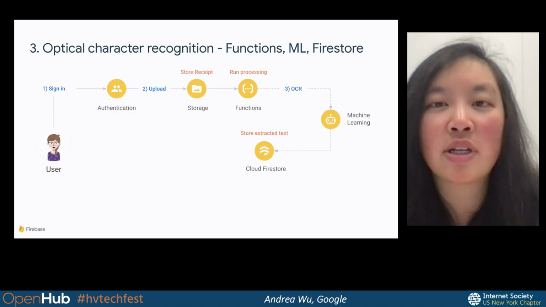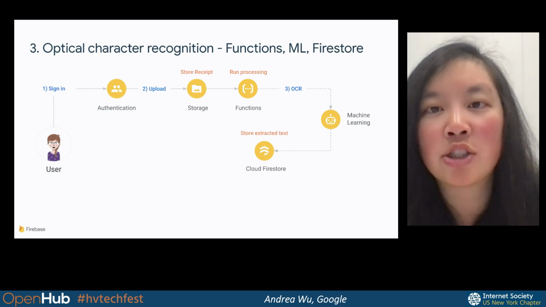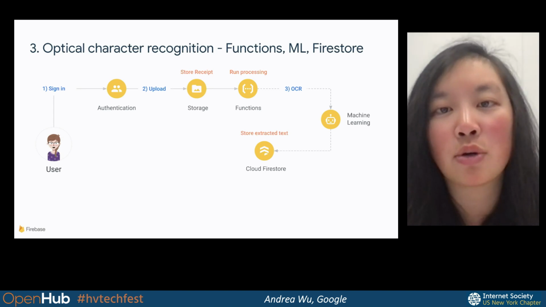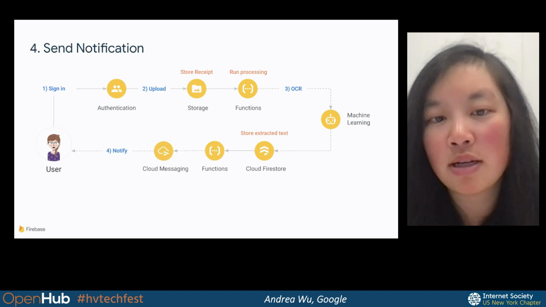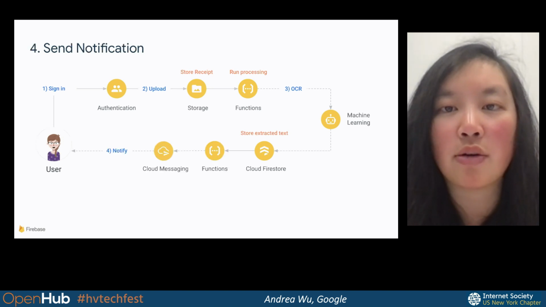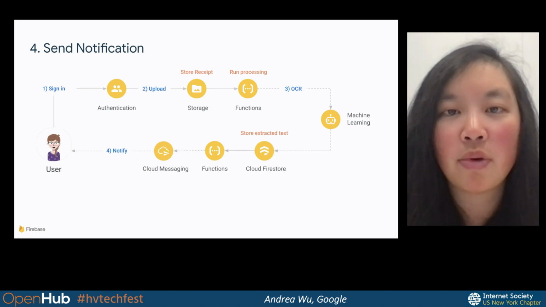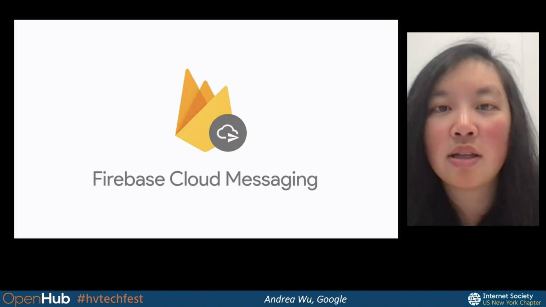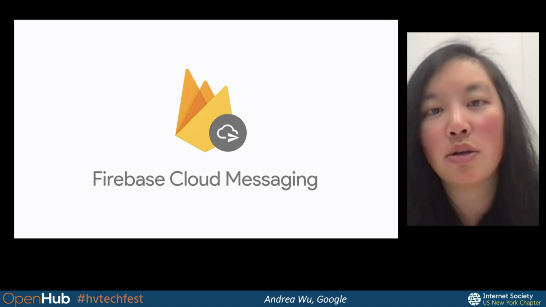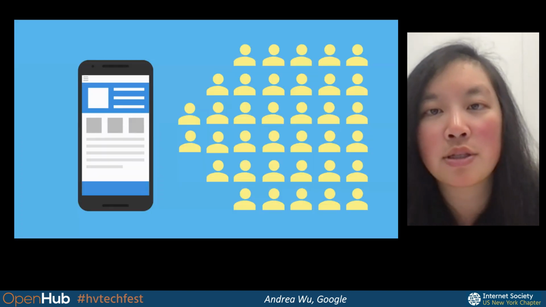Great, so now that we've extracted text by deploying functions that run our text recognition and machine learning, and finally stores that in Firestore, what comes next? Well, we want to notify our users that we have their values, and we'll ask them to confirm. How do we do that? Let's send a push notification by using Firebase Cloud Messaging to tell users to confirm their receipt amounts.